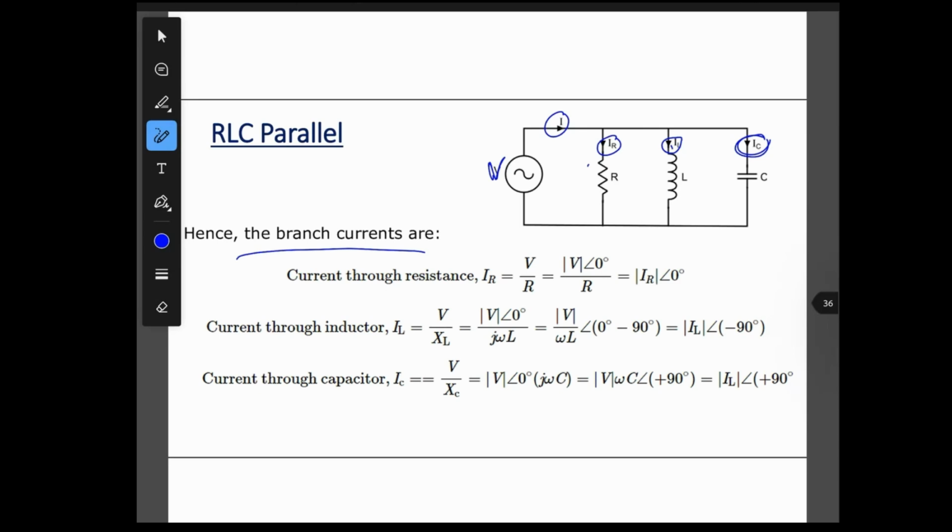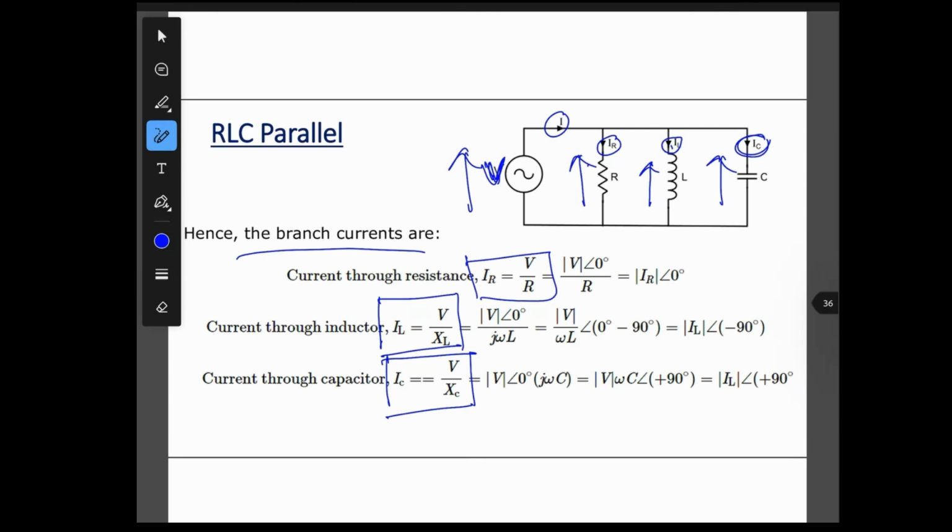IL is equal to the voltage across L divided by XL. The voltage across L is equal to V, as we already explained before, and likewise across C and across R. In a parallel connection, the voltage across C equals the voltage across L equals the voltage across R equals the supply voltage, due to the parallel connection.